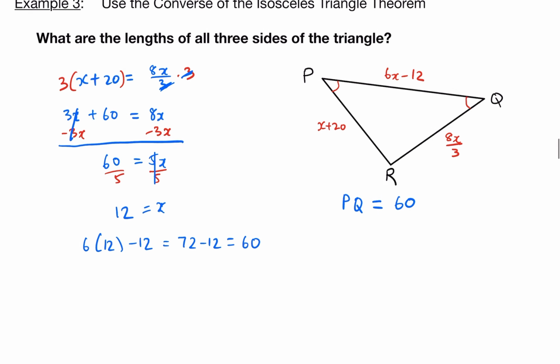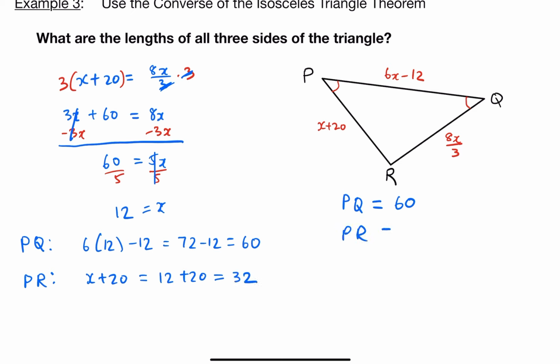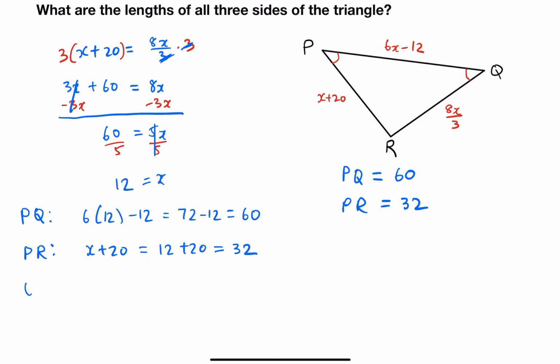Then we can also use this x value to solve for the side PR. I'm going to label this PQ, and then PR is x plus 20. I'm going to replace x with 12, so that's 12 plus 20, which works out to 32. So we now know PR is equal to 32.